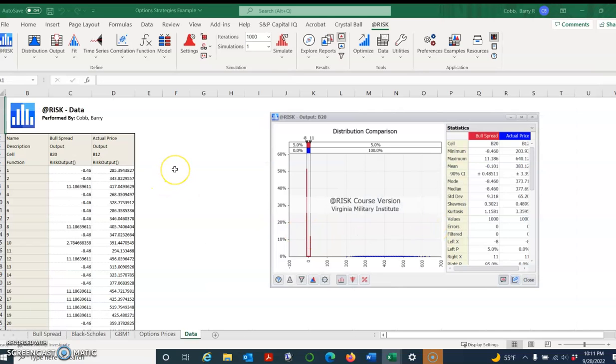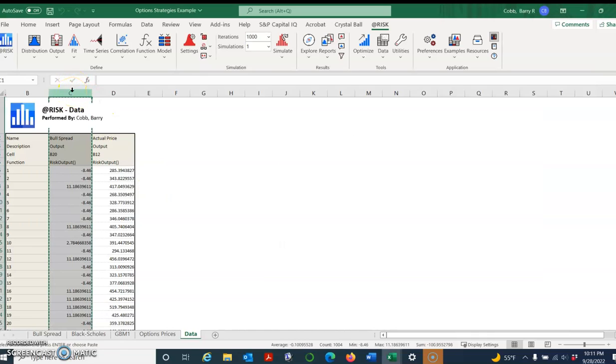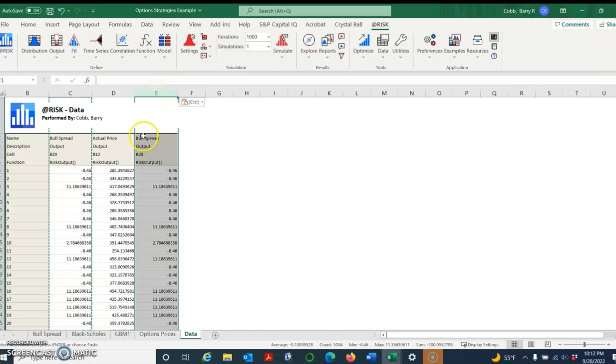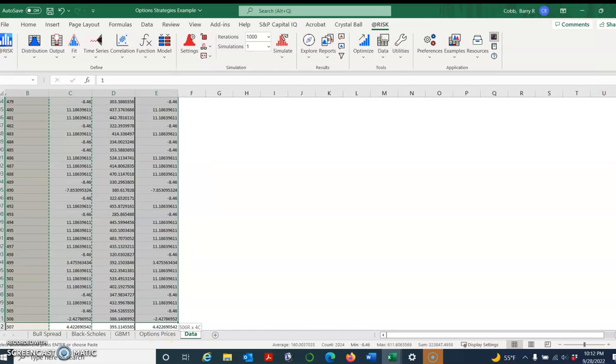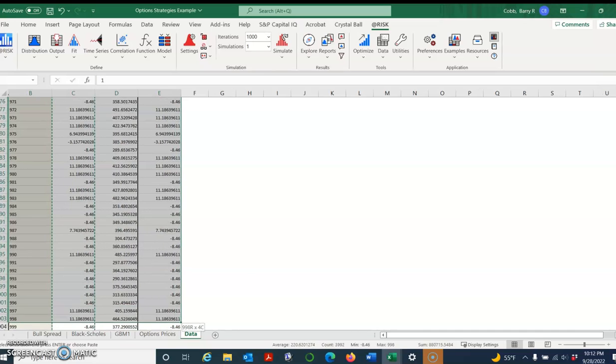All right, so when we do that, what we have is two columns here. In some ways, it'd be nice to have the bull spread payoff to the right. So let's just copy column C and copy it over in column E. Okay. Now, we're going to highlight all of this data here. And this was doing 1,000 iterations.